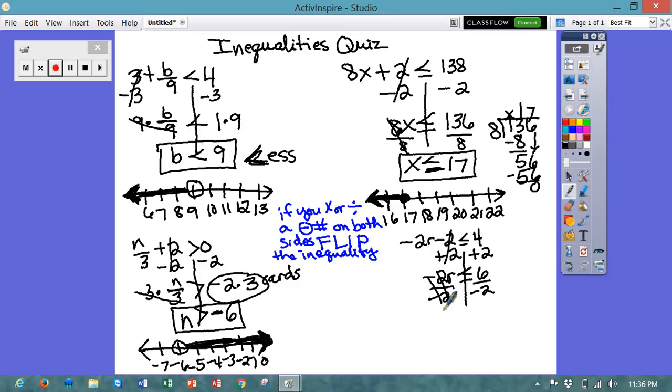So the 2's go away and the negatives go away. The r is still there. 6 divided by 2 is 3. We're thinking cards because it's dividing. And the cards do not match, so it will be negative 3.